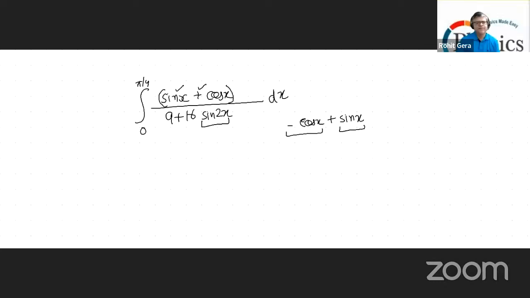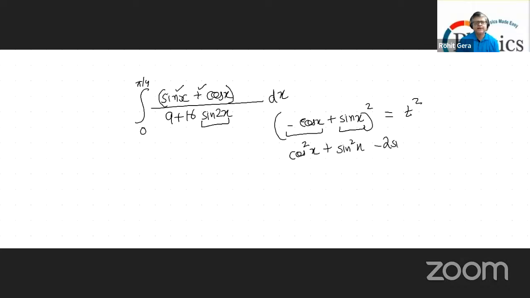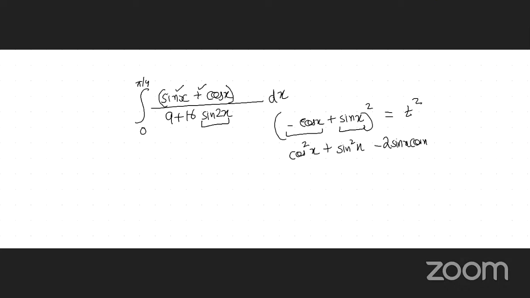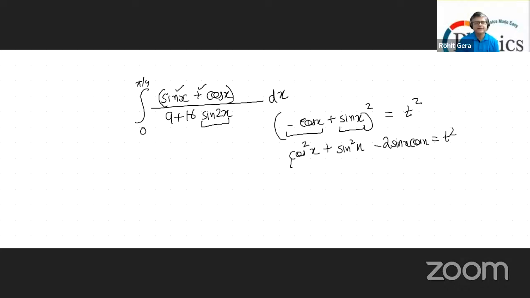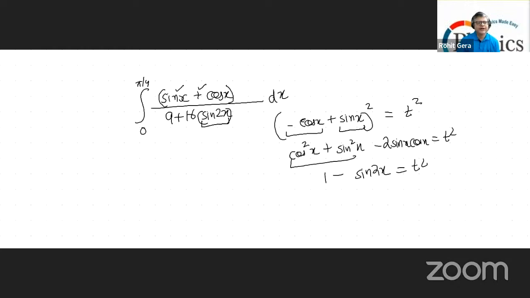If I put this equal to t, first equal to t and then square, this will become cos square x plus sin square x minus 2 sin x cos x is equal to t square. This will convert to sin 2x, so this will become 1 minus sine 2x is equal to t square. So you have availability of sine 2x. What you don't have is maybe 1 with it, which means you need 16 times, so multiply both sides with 16 and this will become 16 times sine 2x is equal to 16t square.